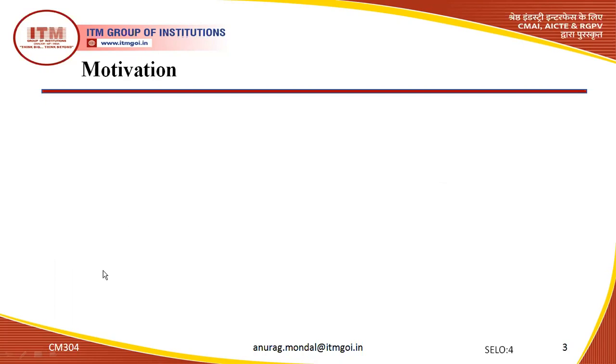Now, the first topic is the motivation. Why do we study today's topic? Our topic is the selection of an instrument. Everyone knows that in the process industry, various small processes are running in different areas. Each and every process needs an instrument. Without an instrument, we cannot run a process.